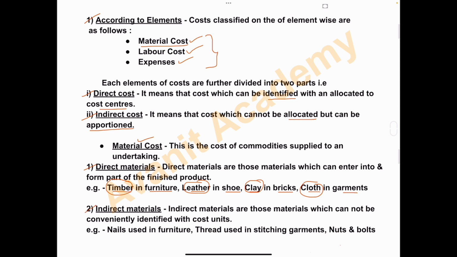And the second one is indirect materials. Indirect materials are those materials which cannot be conveniently identified with the cost center. So, for example, nails used in furniture, thread used in stitching the garments, and nuts and bolts. Okay, understood the meaning of direct material, indirect material? Direct materials are those materials which can enter into and form a part of the finished product. And indirect materials are those materials which cannot be conveniently identified with cost units.